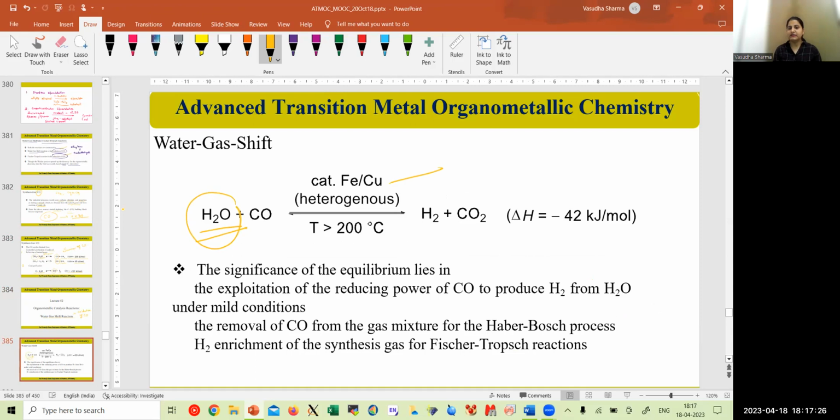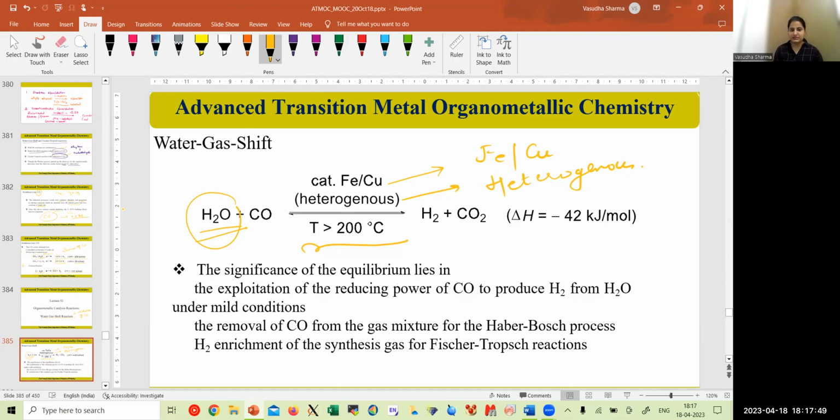The catalyst that we are using over here is generally an iron or copper catalyst, and the catalysis is in heterogeneous mode, so everything would be happening on the surface. The temperature, as you can see, is greater than 200 degrees, and ultimately they will be releasing carbon dioxide with H2.